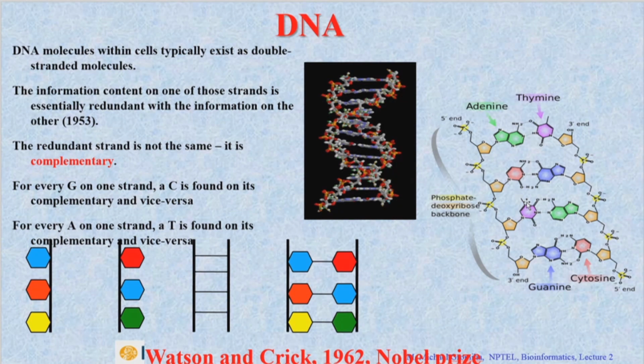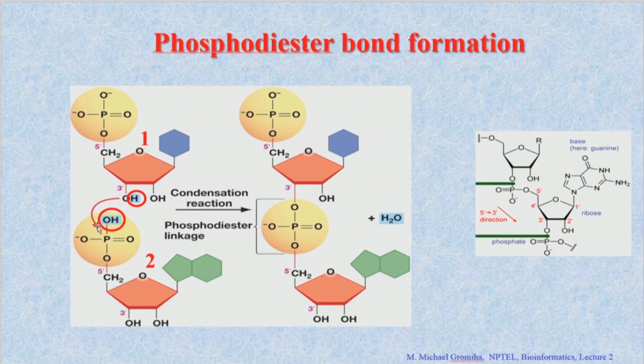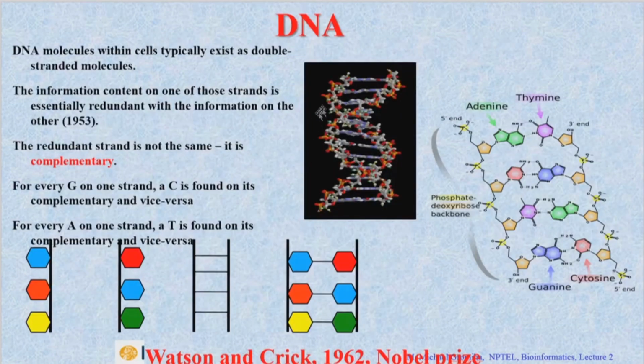Is the information contained in one strand essentially redundant with the information on the other? This redundancy is not the same, because the direction is from 5 prime to 3 prime on one strand, and the other one is from 3 prime to 5 prime. And then you can see the complementarity of these bases. Every G on one strand, for example, is found with C on the complementary strand, and vice versa.